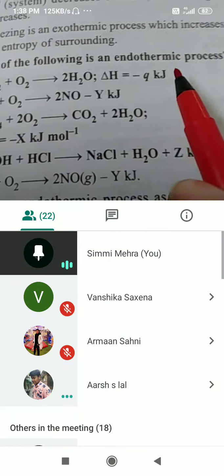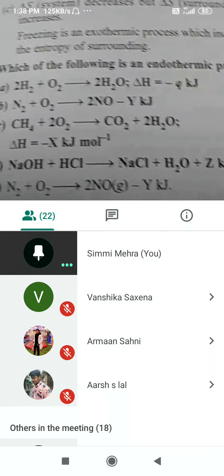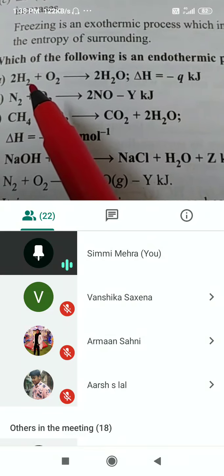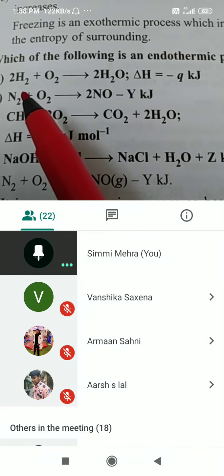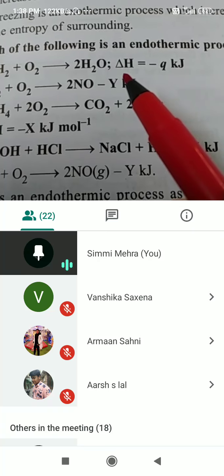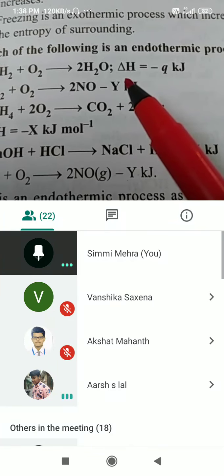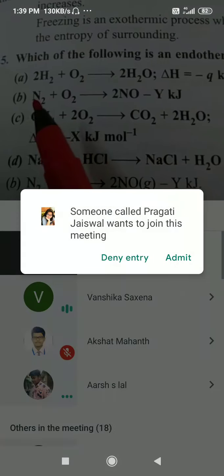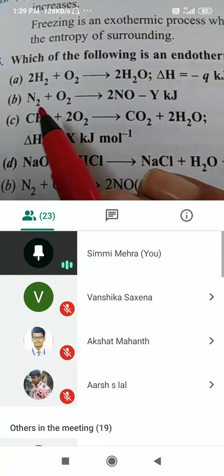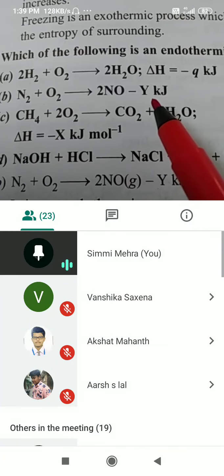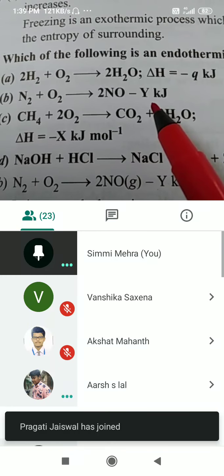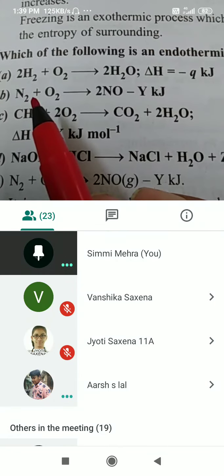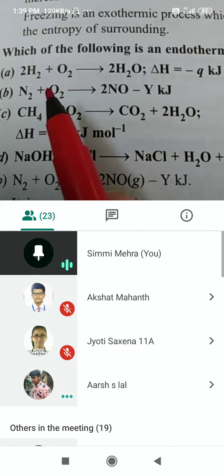Which of the following is an endothermic process? Now there are various ways of exhibiting an endothermic process. Either it is written plus heat on the reactant side, or the value of delta H is positive. So we have to see all these. First one, delta H is negative. There is no question. This is an exothermic process. This one, minus is written this side. Minus is written this side. Correct. This means it is positive side.